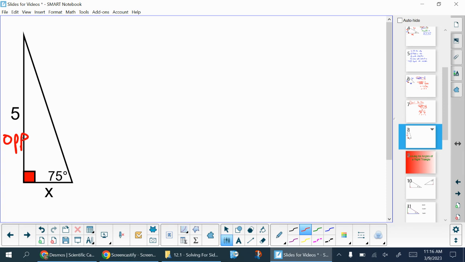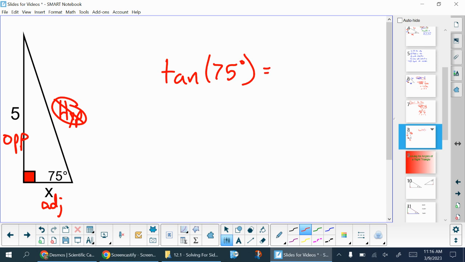So we'll identify our sides. There's the opposite, there's the adjacent, and we do not need the hypotenuse, so I'll just go ahead and cross it out there. So in this case, opposite and adjacent means we're using the tangent. Our angle is 75 degrees, and tangent means opposite divided by adjacent. So I'll write 5 over x. Then I will write this out as a proportion and cross multiply.